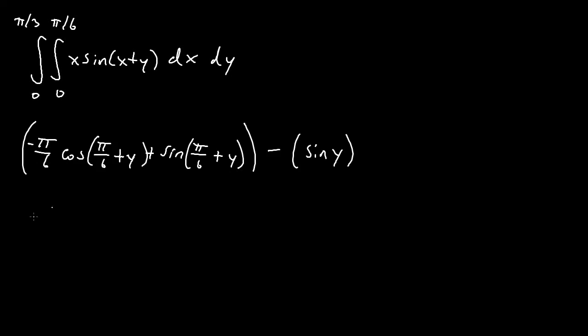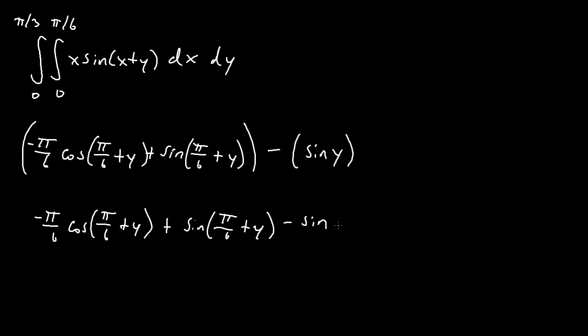So now I can go ahead and rewrite it as negative pi over 6 times cosine of pi over 6 plus y, plus sine of pi over 6 plus y, minus sine of y. So now I can put this under the outer integral. So now the integral from 0 to pi over 3 of dy.